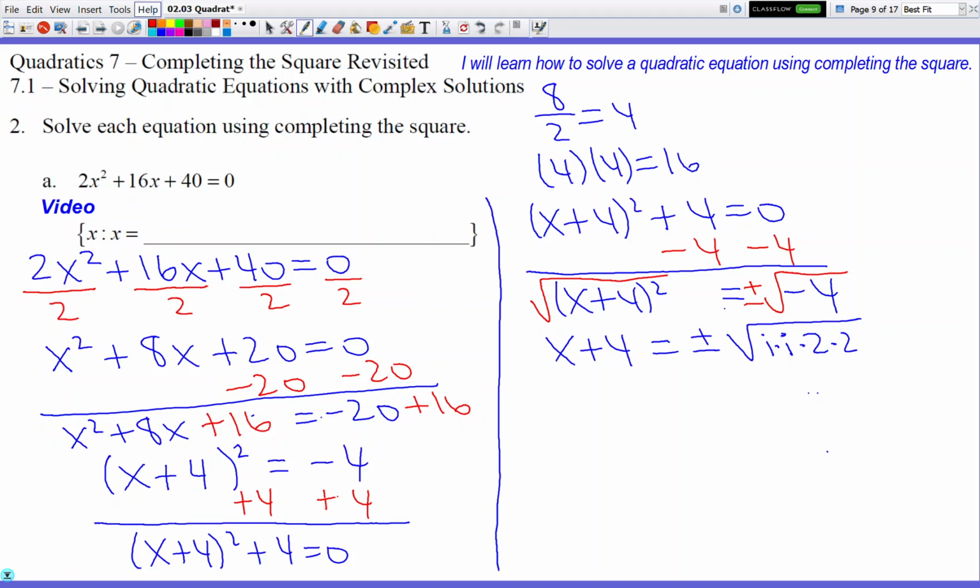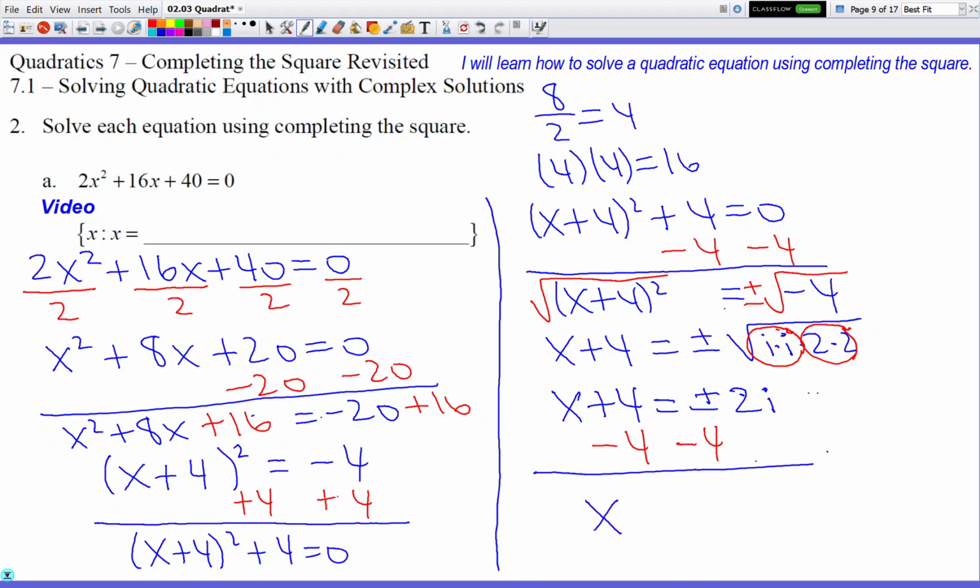We get the red pen. We circle things that match. So i matches. 2 matches. Oh, my pen is not working again. Okay, there we go. All right, so we get x plus 4 equals plus or minus 2i. Okay, so subtract 4 from both sides, and we get x equals -4 plus or minus 2i. Okay, and there's your answer.